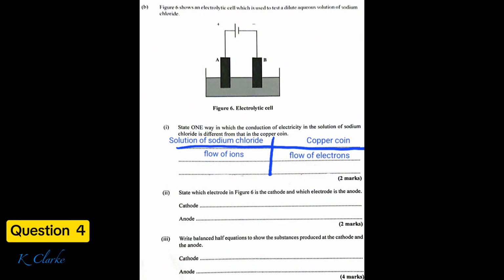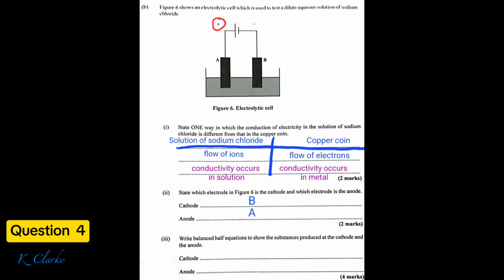Another difference is in sodium chloride, conductivity occurs in the solution, while for the copper coin, conductivity occurs in a metal. Part 2. State which electrode in figure 6 is the cathode and which electrode is the anode. Cathode is negatively charged, therefore the electrode is B. Anode is positively charged, therefore the electrode is A.